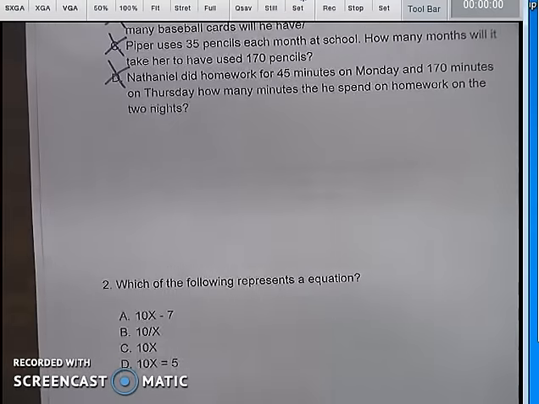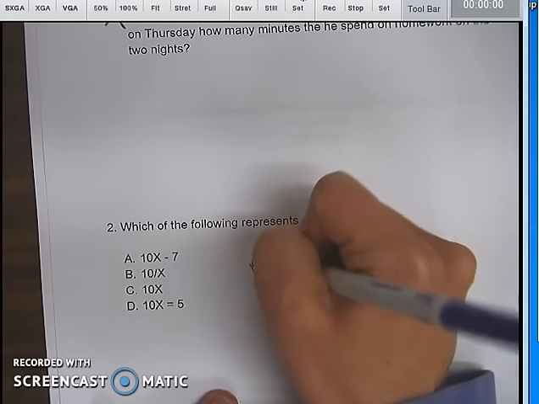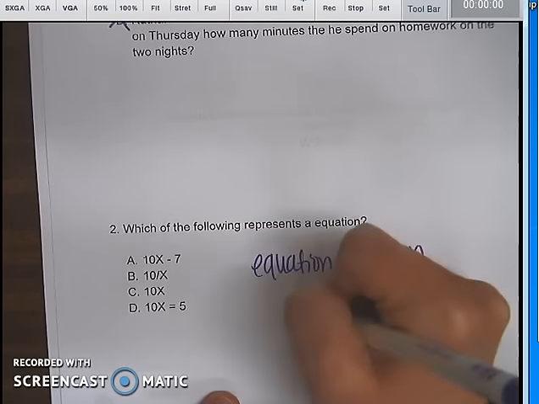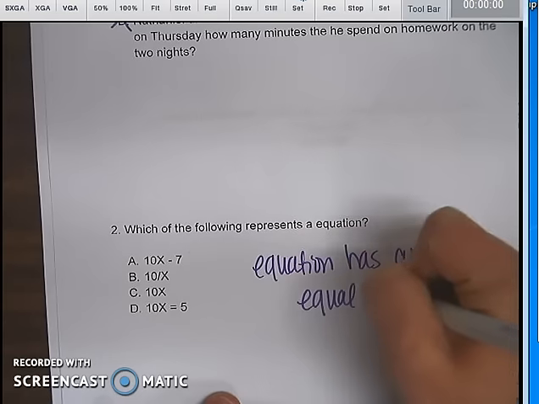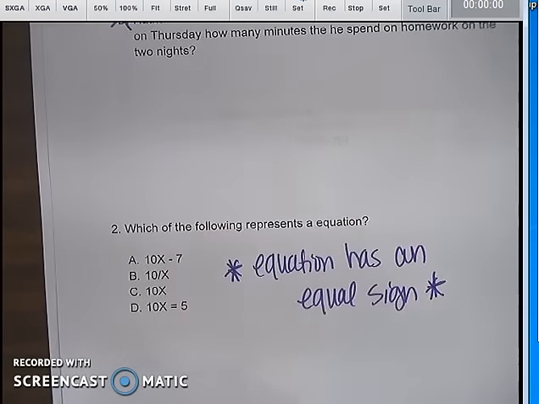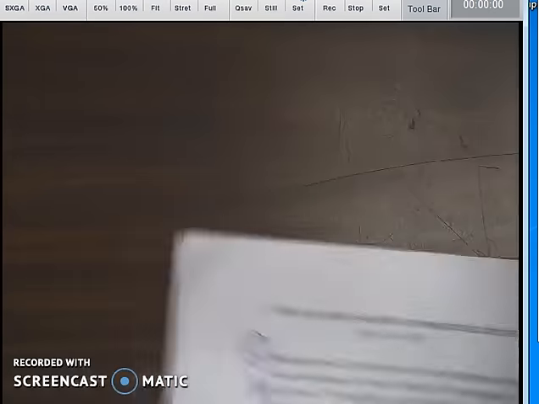Number 2, which of the following represents an equation? The difference between an equation and an expression? An equation has an equal sign. Do not miss this. That's a freebie.